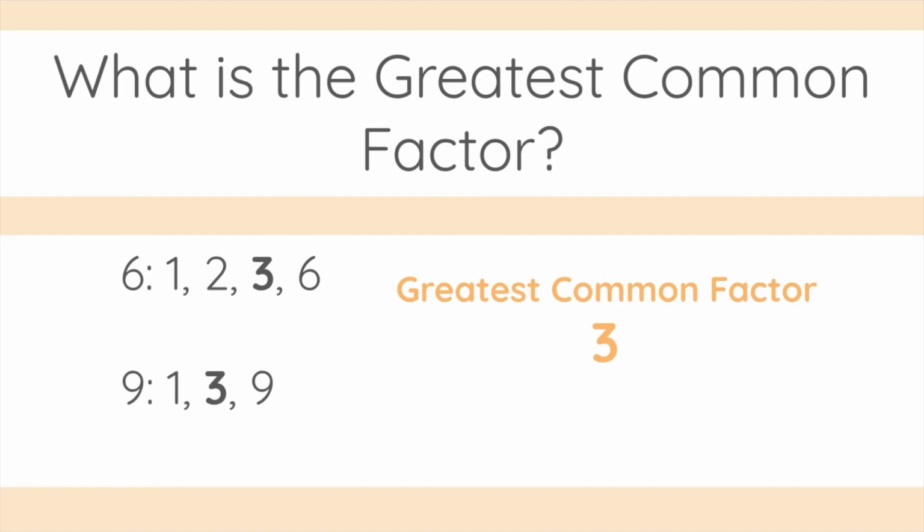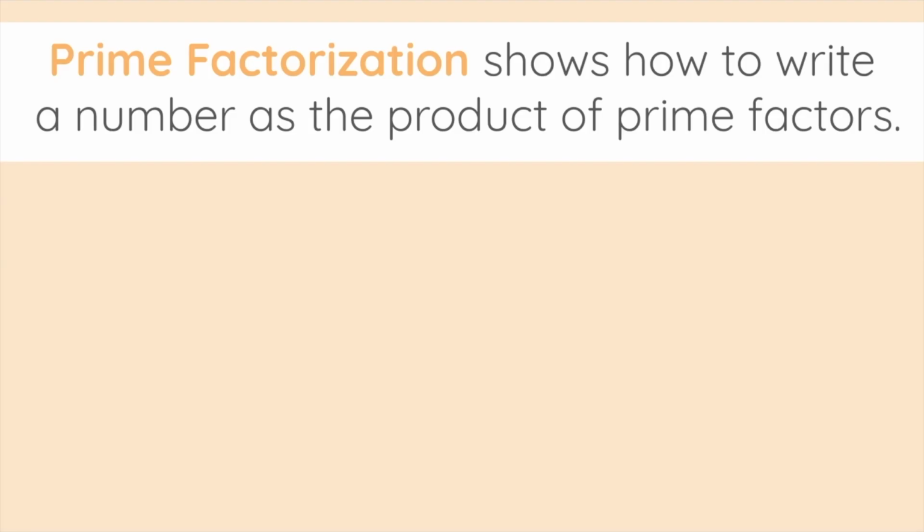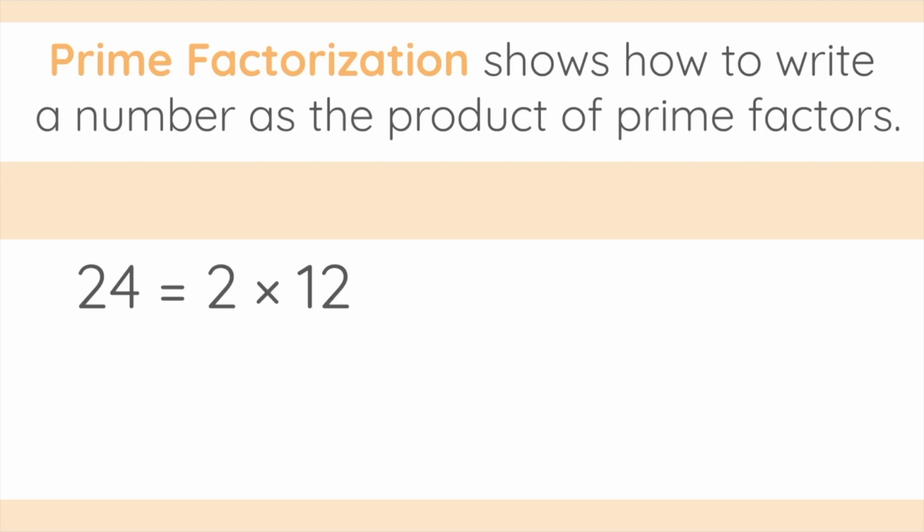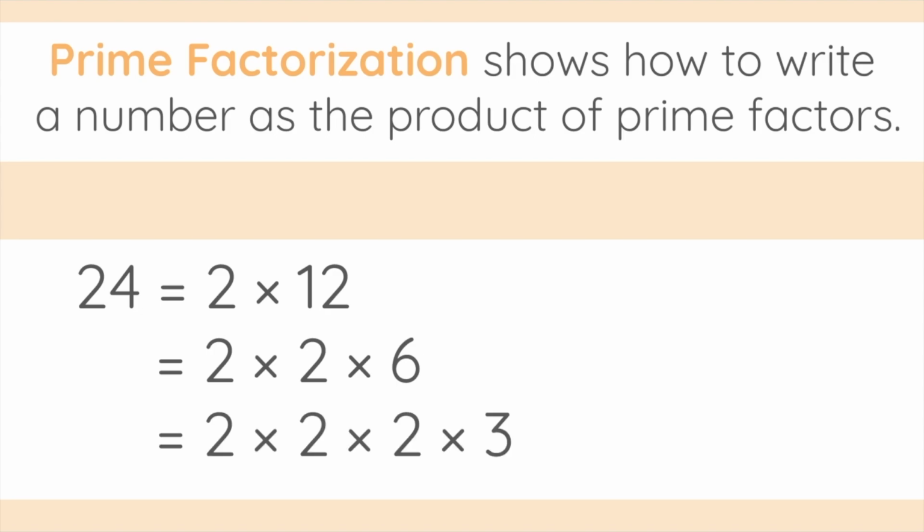To calculate the greatest common factor, we can use prime factorization. A prime factorization shows how to write a number as the product of prime factors. In other words, we are breaking the number down as far as we can until we get prime numbers. So, for example, let's look at the prime factorization of 24. 24 is equal to 2 times 12, and 12 breaks down to 2 times 6, and 6 breaks down to 2 times 3. That means 24 can be broken down into 2 times 2 times 2 times 3. These factors are prime and can't be broken down further, so this is the prime factorization of 24.